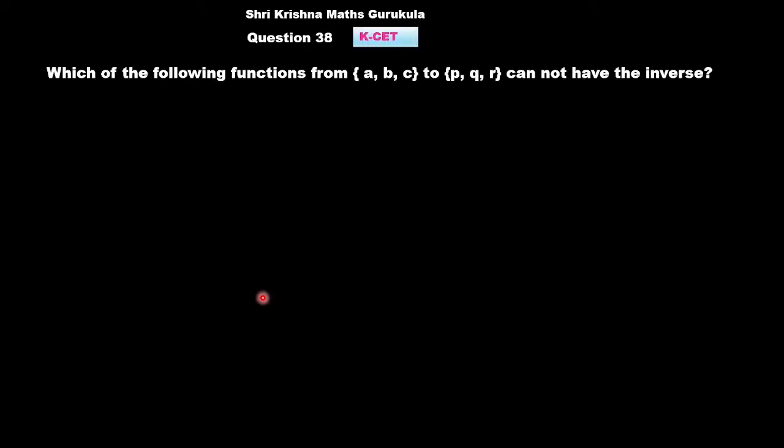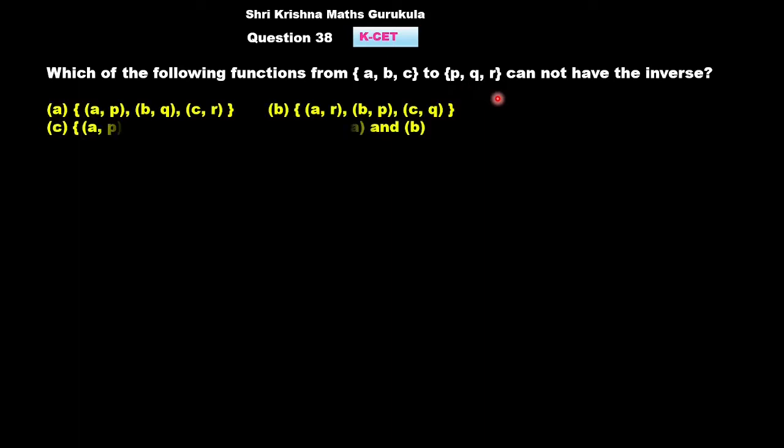Hi students, today's MCQ and the question goes like this. Which of the following functions from this set to this set cannot have the inverse? That is what the question is. From this set, which contains the elements A, B, C, to this set, which contains elements P, Q, R. So these are the four options.